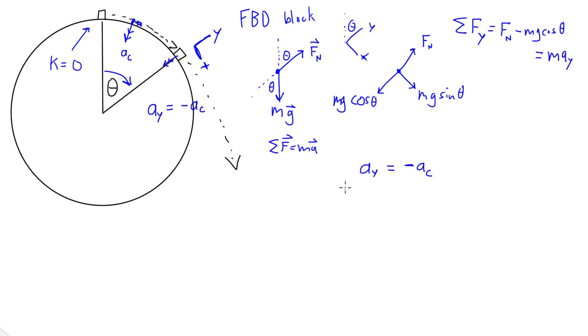So the easy thing to do, of course, here is to multiply both sides by m, so m a_y equals negative m a_c, because then you can just plug in this expression here for your m a_y.